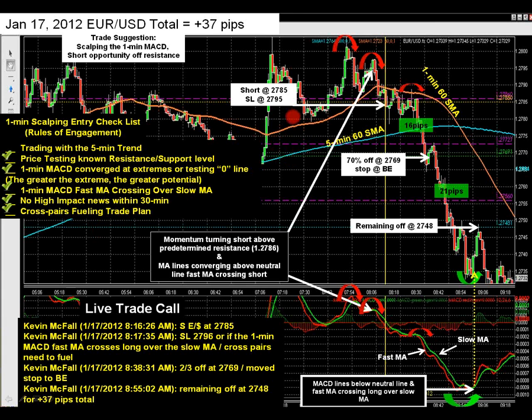Now, this is a trade from January 17th, 2012 in the U.S. session on the euro dollar. Our trading strategy here is considered a channel break trading strategy. What we're looking for are channels to become tested and to get an idea of when a channel is likely to be broken or when the market is going to hold price within a channel or a range, and we can trade it either way.